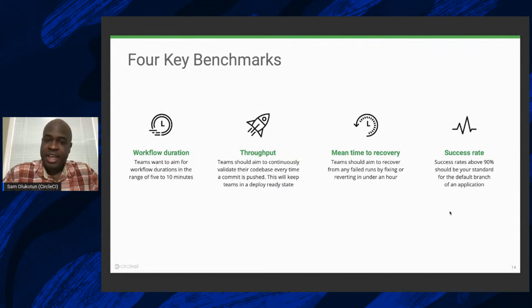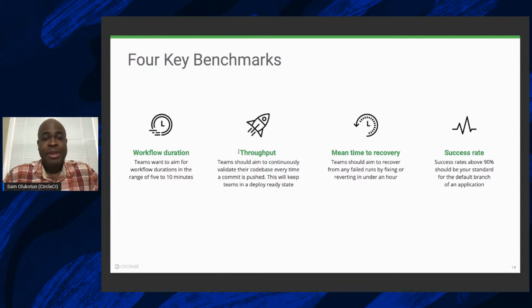Now, in the world of CI/CD, there are four key benchmarks that we track. Those benchmarks are workflow duration, throughput, mean time to recovery, and success rate. When we talk about workflow duration, all we're referring to is the time it takes for you to go from the start of a workflow to the end. And typically, teams want to aim for workflow durations in the range of 5 to 10 minutes.